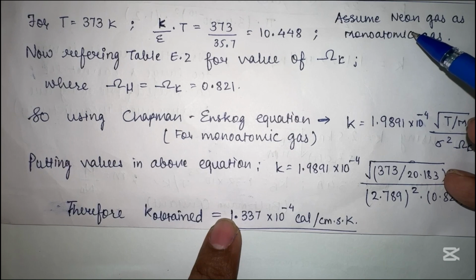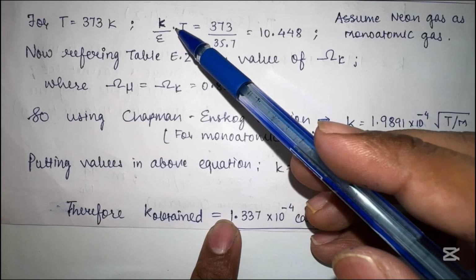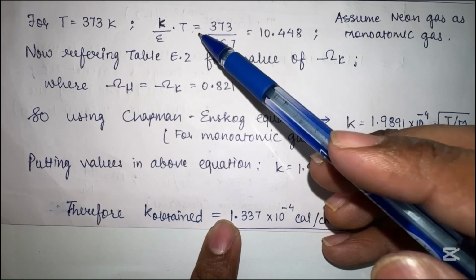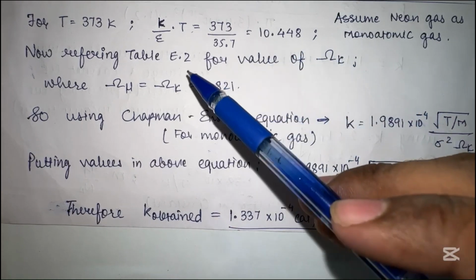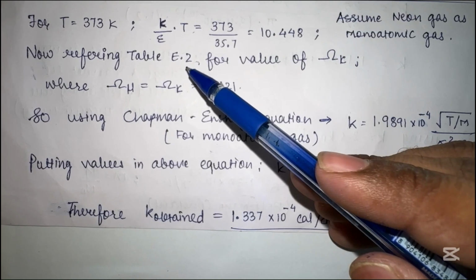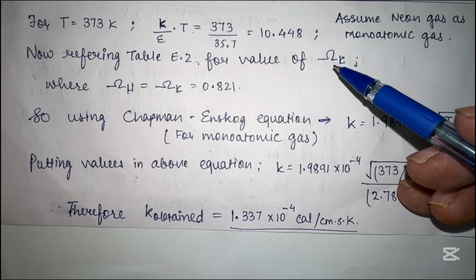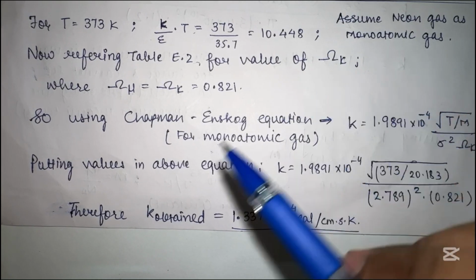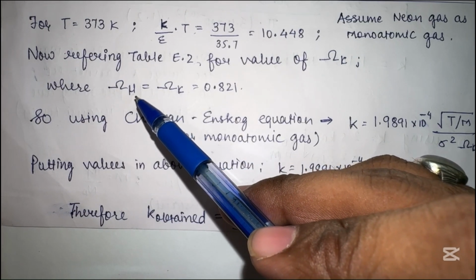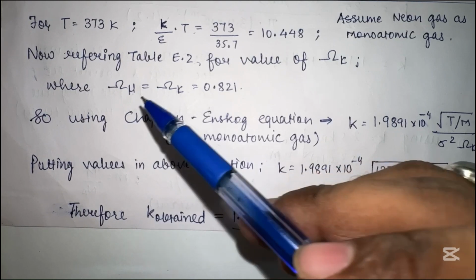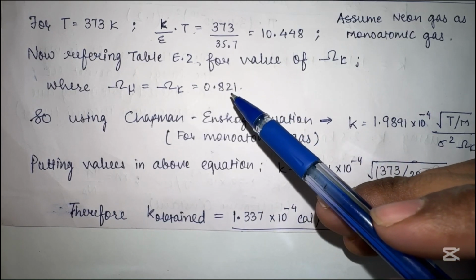Now we'll assume the neon gas as a monoatomic gas and further solve the equation, that is kappa upon epsilon times temperature, which is obtained as 10.448. Now again we'll refer to the table given in the BSL book, Table E.2, for the value of the collision integral. From the table we can see that the collision integral of mu, that is viscosity, will be equal to that of thermal conductivity, which is 0.821.